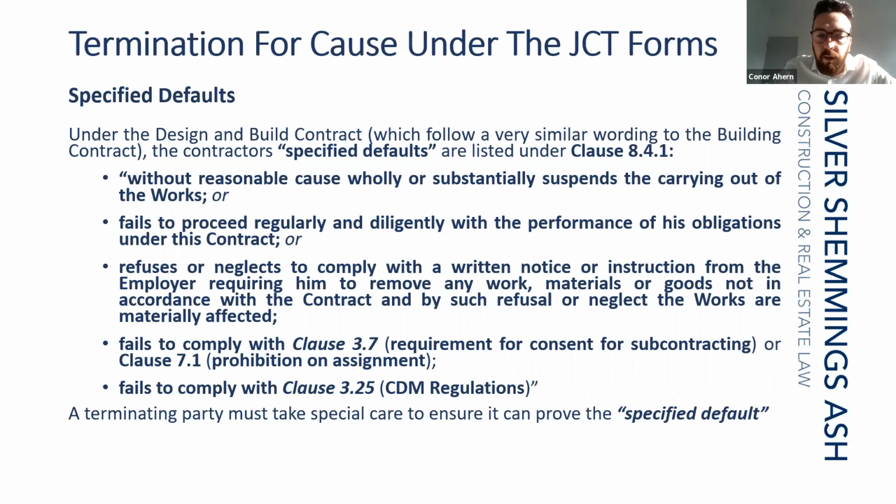Fail to comply with clause 3.7, which is the requirement for consent to subcontracting, or clause 7.1, which is a prohibition on assignment. Finally, a failure to comply with clause 3.25, which is a failure to work in accordance with the CDM regulations. A terminating party must take special care to ensure it can prove the specified default. And again, for the reasons I said above, some are very clear, others are subjective and become a hotbed for dispute.